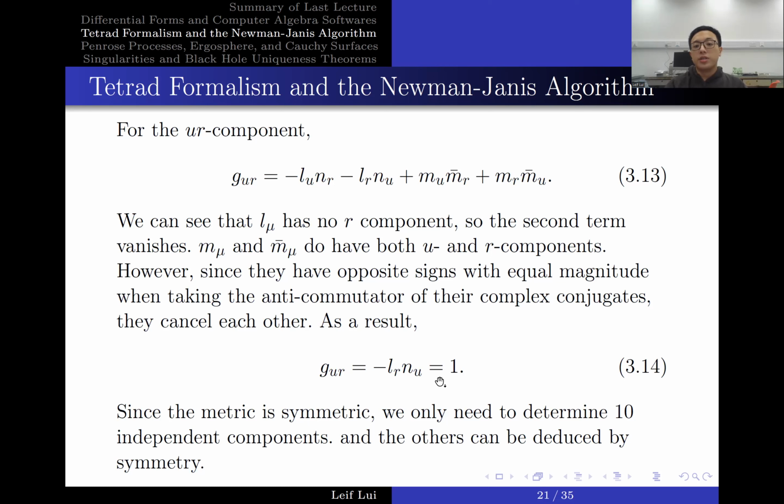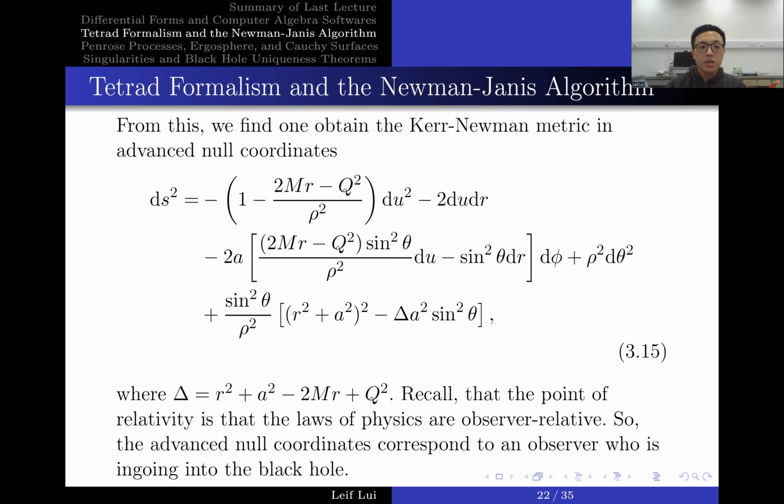And since the metric is symmetric, we only need to determine 10 independent components, and the others can be deduced by symmetry. So from this, we find that the Kerr-Newman metric in advanced null coordinates is as follows, where delta is equal to this quantity. And recall, the point of relativity is that the laws of physics are observer relative. So in advanced null coordinates, this corresponds to an observer who is going into the black hole.